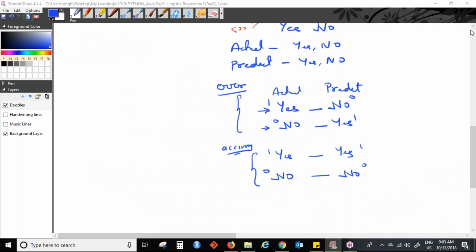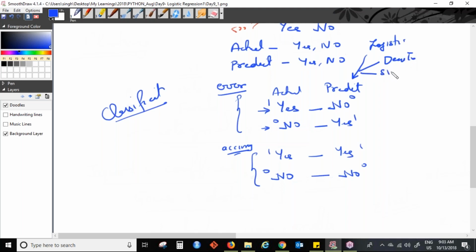Now this is true not just for logistic regression but for any classification algorithm. Now how do we get the predicted values that we decide based on different algorithms? You can do logistic regression for it, you can do a decision tree for it, you can do a support vector machine for it, or any other algorithm you can use to predict this no and yes.